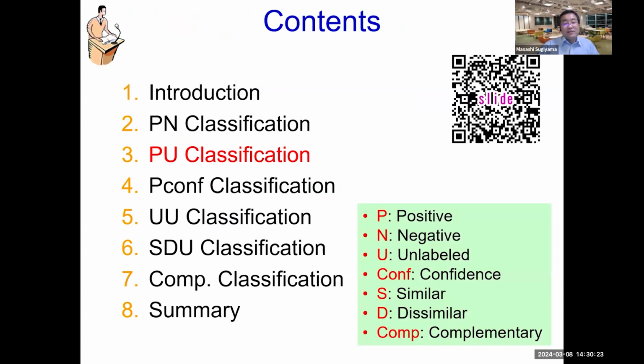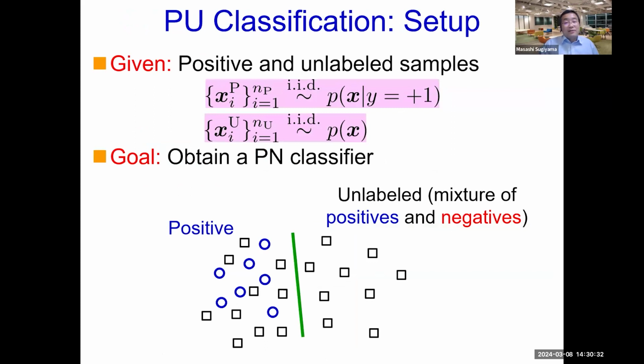And then let's focus on the PU classification part. This is basically the main part of the lecture today. So let's recall the setup again. We are given positive samples and unlabeled samples. They are IID samples from the positive data density and marginal density. So we have two sets of samples. Then from these two sets of samples, we want to obtain a classifier that separates positives and negatives. That's the goal here.